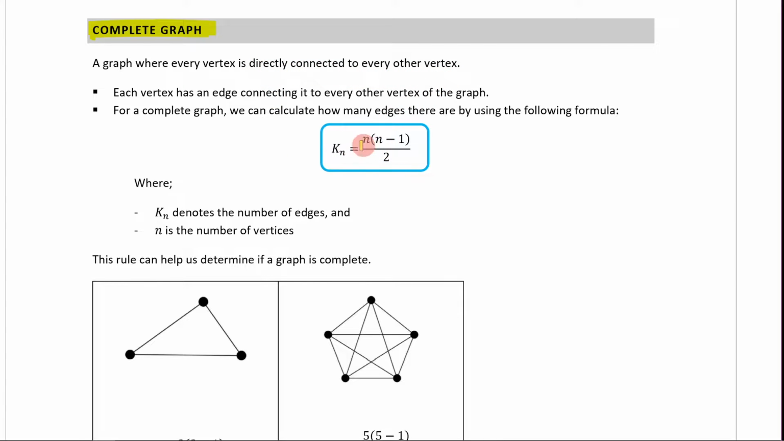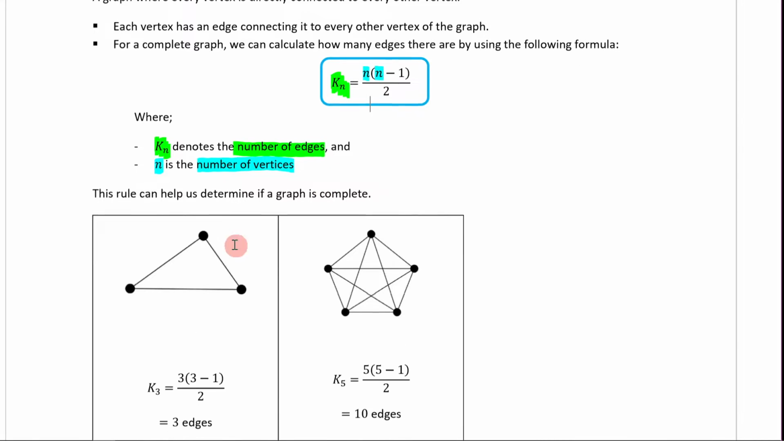So in this formula right here, we have k of n, and I'll actually change up the colors here. If I have k of n, what that is telling me is the number of edges. And what else do we have here? We have n, which is telling me the number of vertices. So this n here is the number of vertices in the network. So this rule can help us determine if a graph is complete.